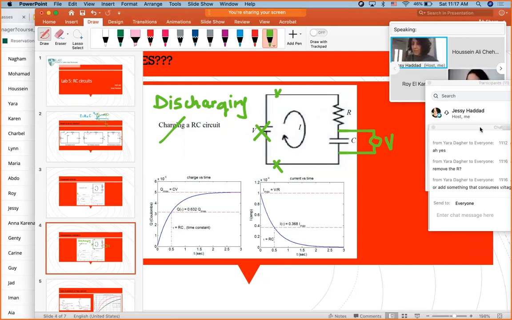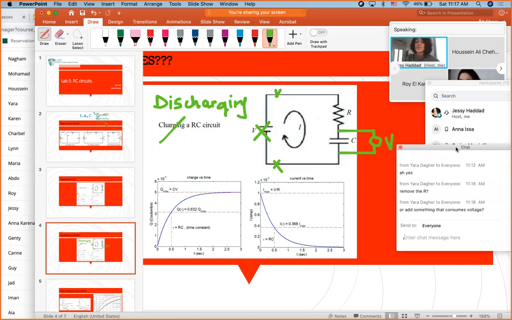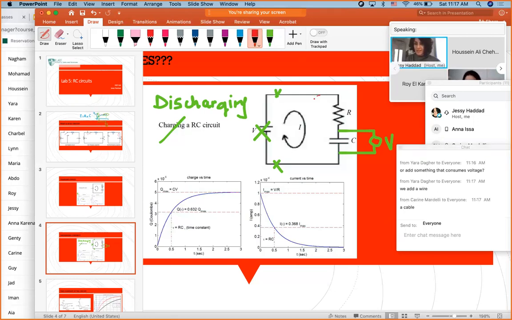Add something that consumes voltage. I don't want to change my circuit. Remember, tau is R times C. So R is a constant, C is a constant for this experiment at the moment. Do you believe that's a circuit? If you remove the battery, you have an open circuit. How can you have a current? Something is missing. I need a wire, you guys, to close the circuit. Yes, I need to close the circuit. Otherwise, the capacitor cannot discharge itself.